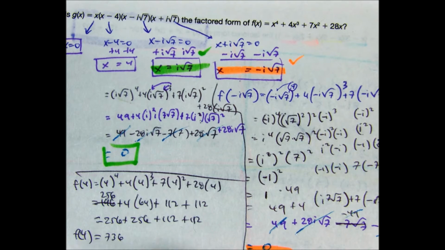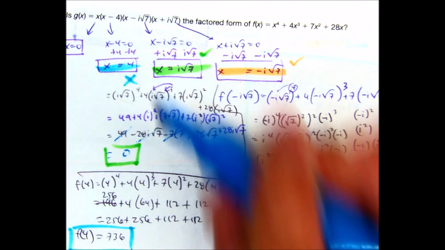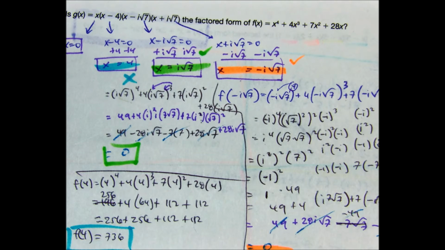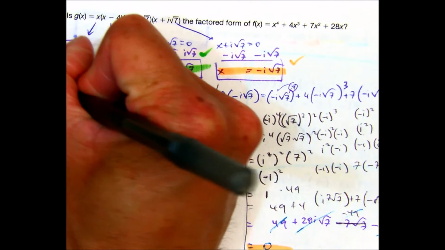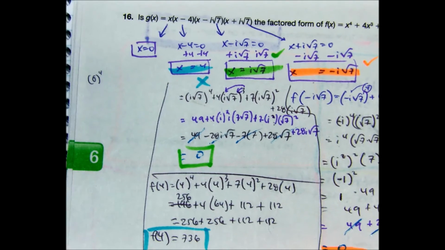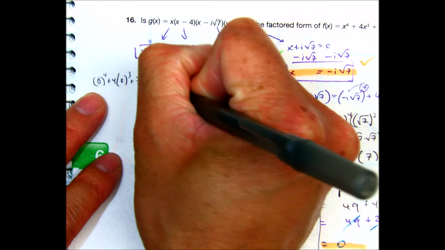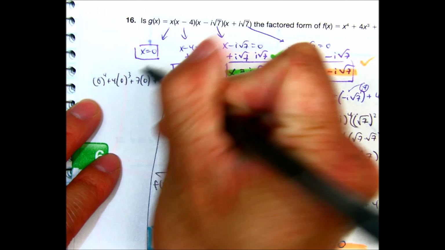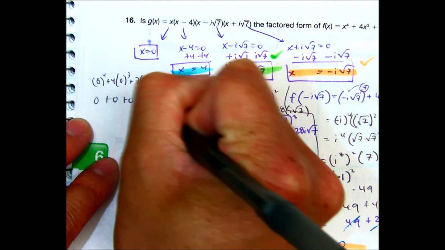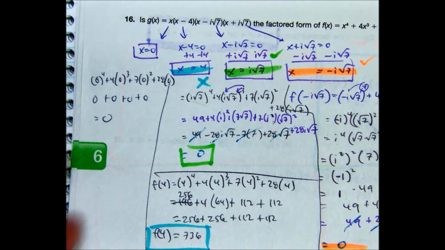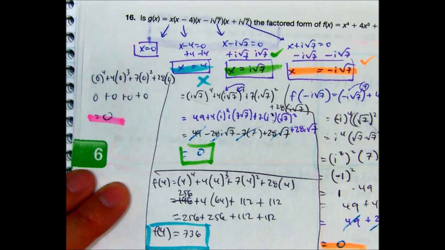Okay, what does that mean? That means x equals 4 is not a factor. And then last one, if you put in 0 there, so you'll get 0 to the 4th power plus 4 times 0 to the 3rd power plus 7 times 0 squared plus 28 times 0. And that just becomes 0. 0 times 4 is just 0. 0 times 7 is 0. And 28 times 0. So you get 0. So that means that x equals 0 is a factor.